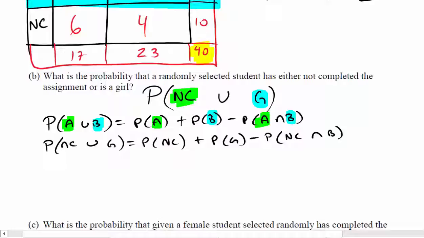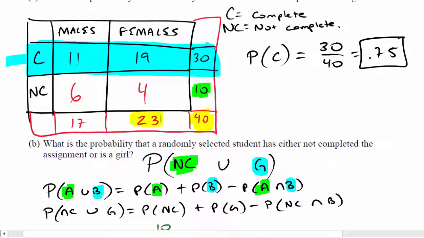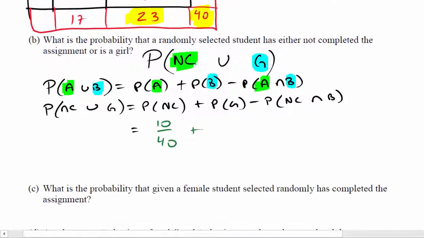would be, well, of all the students that did not complete the assignment, so we're going back up to the table, that would be these students, 10 out of 40, plus, and then the probability of girls, so if we're going back, the girls were these ladies, 23 out of 40.